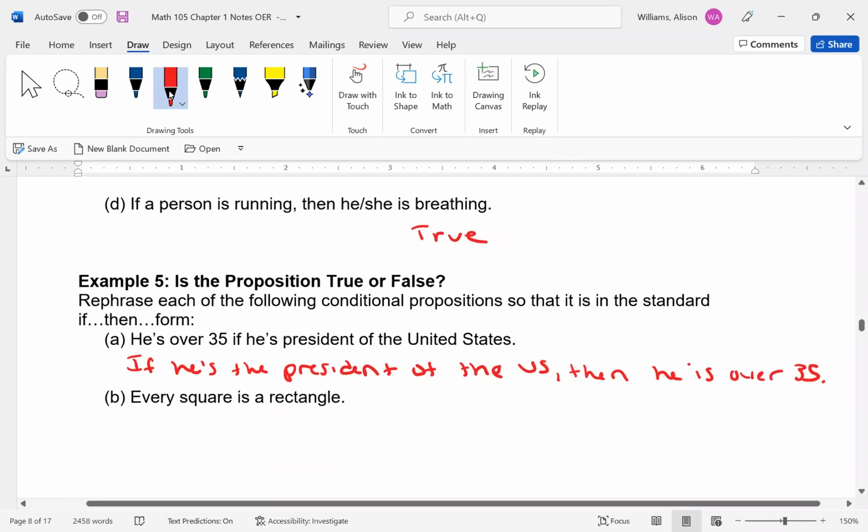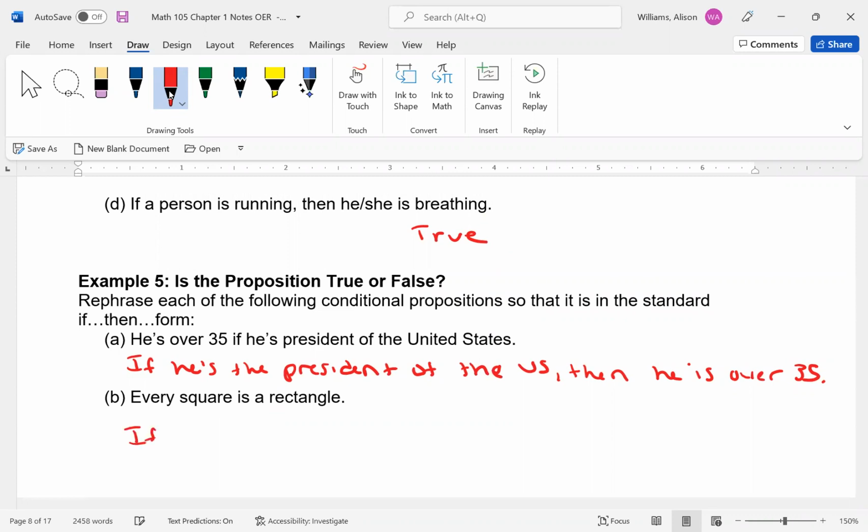Every square is a rectangle. So in this case, we have an every statement. Every square happens to also be a rectangle, but the reverse is not true, right? Every rectangle is not a square. So if it's a square, then it is a rectangle. It being a square automatically qualifies it to be a rectangle.